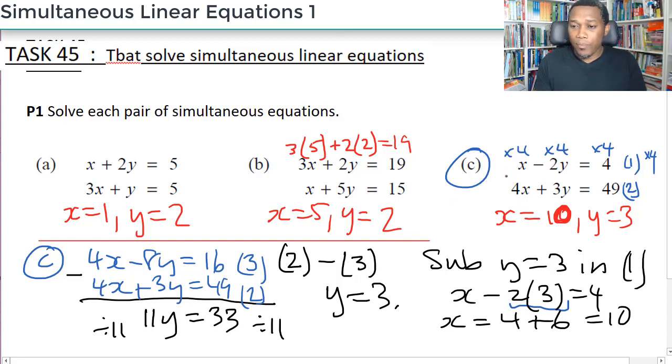4 times 10 is 40, plus 3 times 3. 3 times 3 is 9. 40 and 9 is 49. So we're right, 10 and 3. Those are the values that you're looking for.